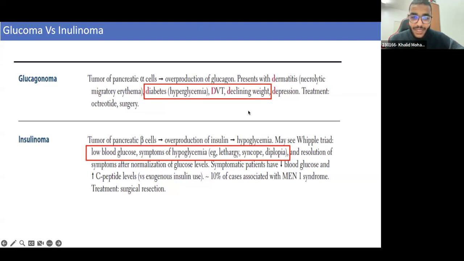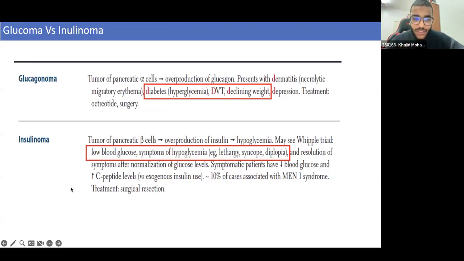Okay. A classical presentation is declining weight, and you might find the patient came with a rash that might help, but mainly these are the things: they found a tumor, the patient was found to be in a hyperglycemic state or found to have diabetes even, and declining weight. So this is straight away glucagonoma.